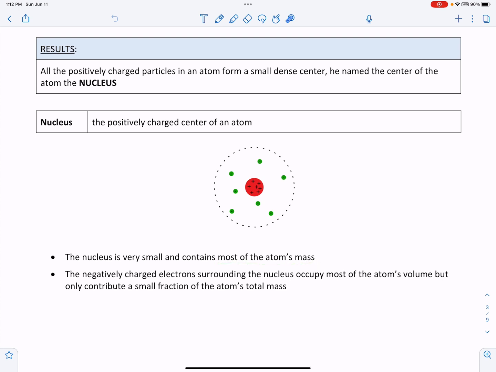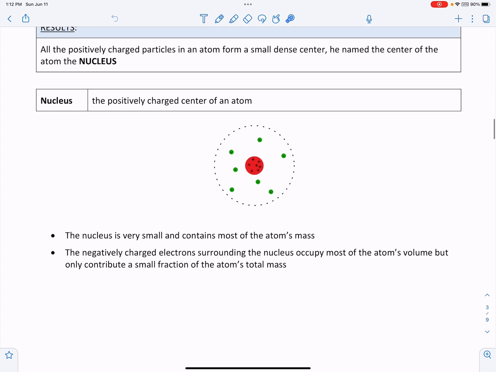The negatively charged particles, the electrons, are surrounding the nucleus and occupy most of the atom's space. They're small and very light and contribute only a small fraction to the atom's total mass.